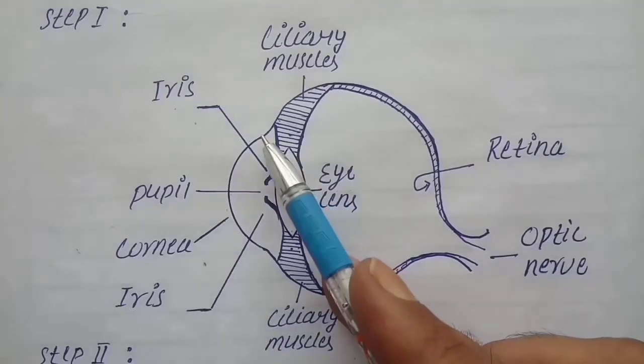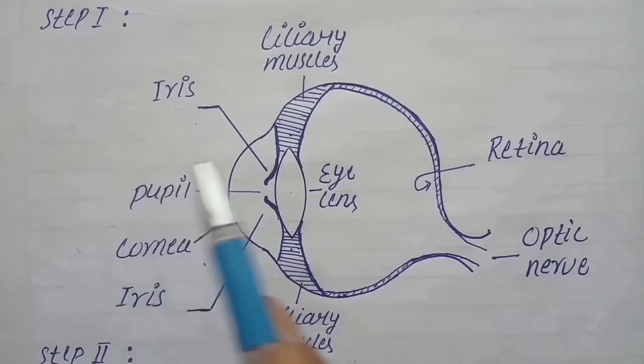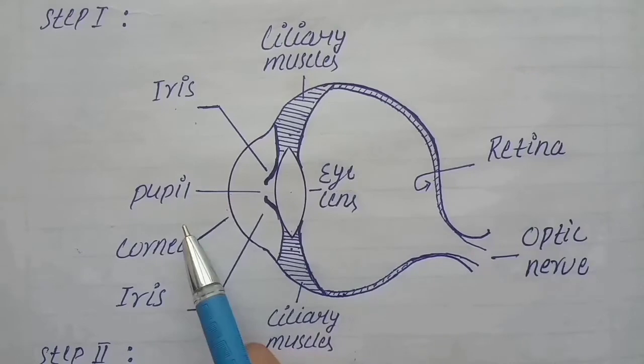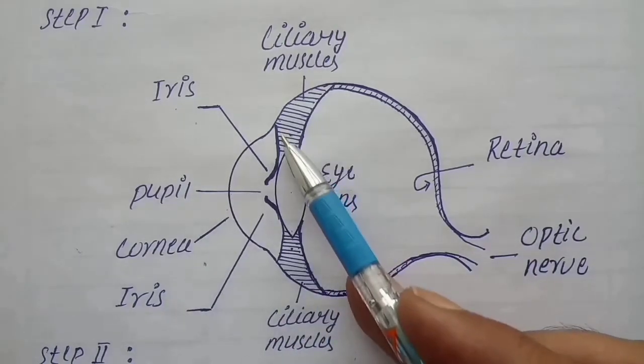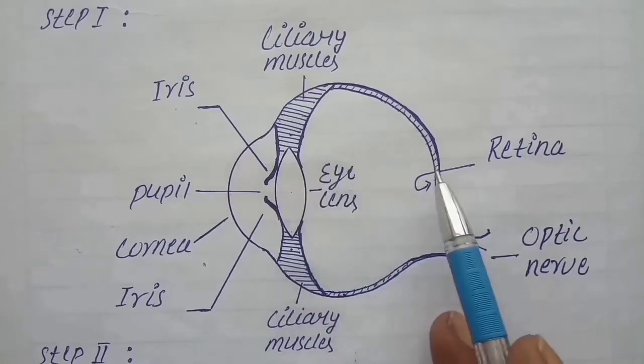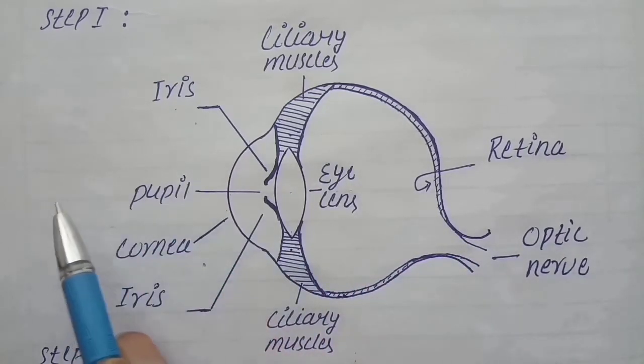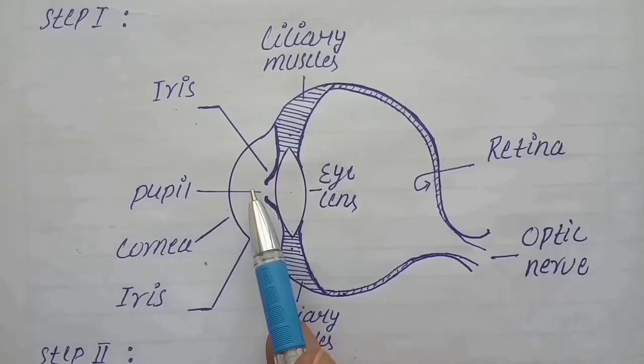Cornea. It is the front part of the eye which allows all the light rays to enter the eye. Next is iris. Iris controls the size of the pupil according to the amount of light required by the retina. Next is pupil. Pupil controls the amount of light entering the eye.